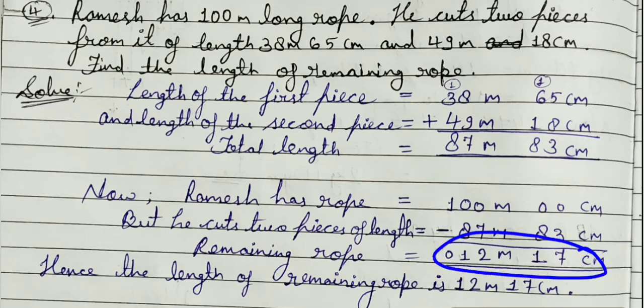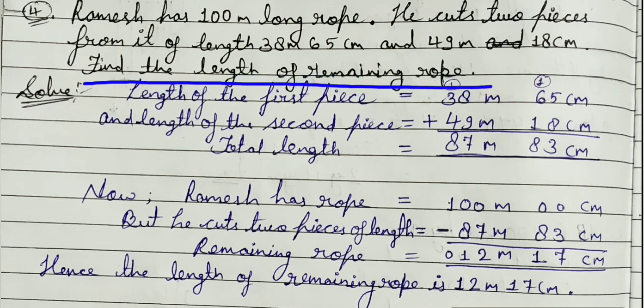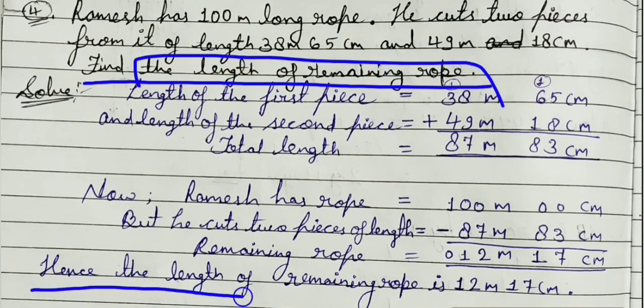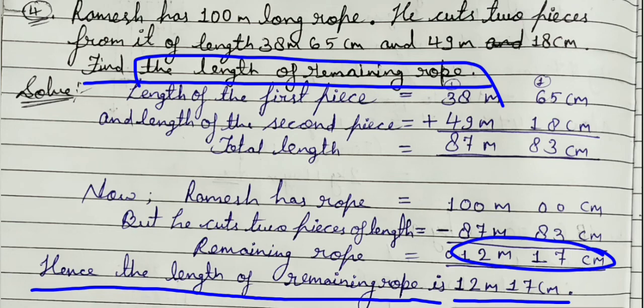So your answer will be 12 meter and 17 centimeter. It is not a final answer. Final answer means that we have to write in words. The question is asking to find the length of remaining rope. You can see this data is given here, so we have to copy it. Hence the length of remaining rope is how much? 12 meter and 17 centimeter. So this is our final answer.